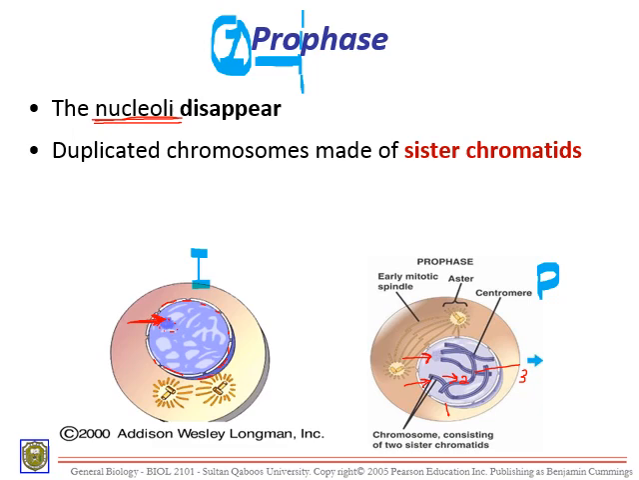Now, if you notice here, the chromosomes come together in this area over here, and this is known as the centromere. It's the narrow area where the two sister chromatids join together. So, a chromosome is made up of two sister chromatids. Let me draw the X-shaped chromosome here. This is a duplicated chromosome.